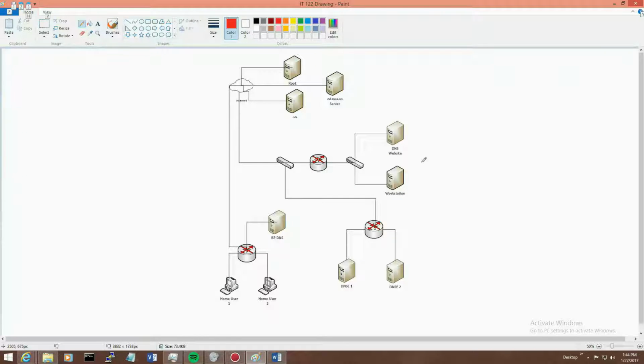Hello, today I'm going to be showing you how DNS and split-brain DNS work. To start off, we're going to be looking at how the workstation here can find the odawa.us server.